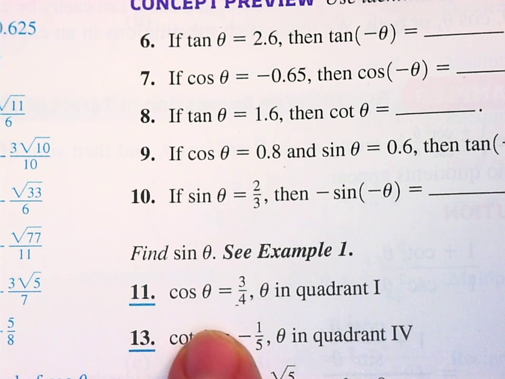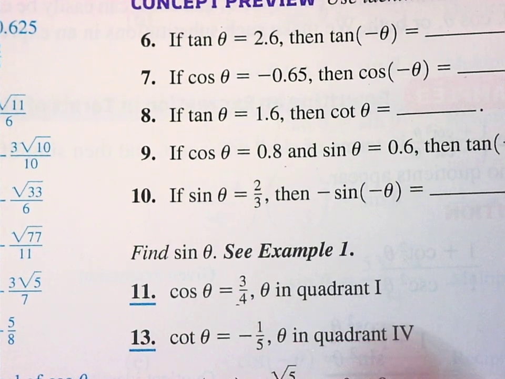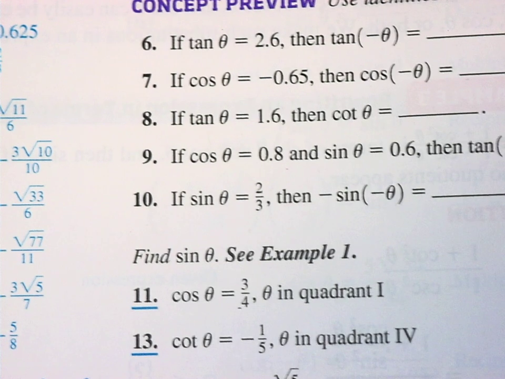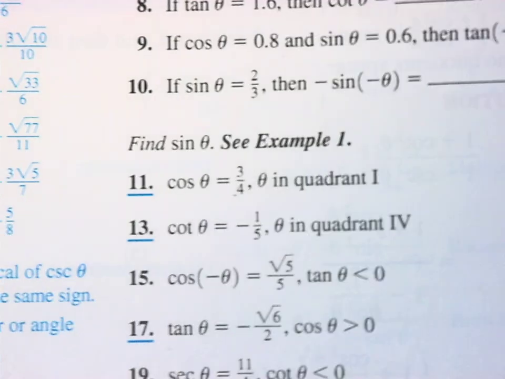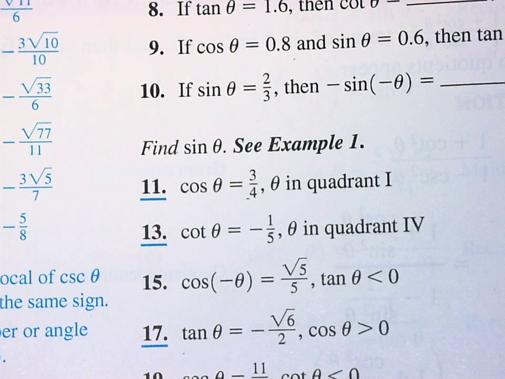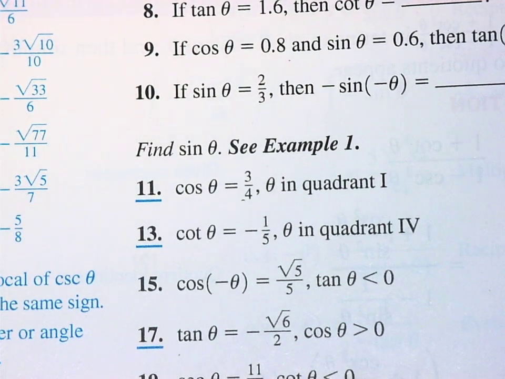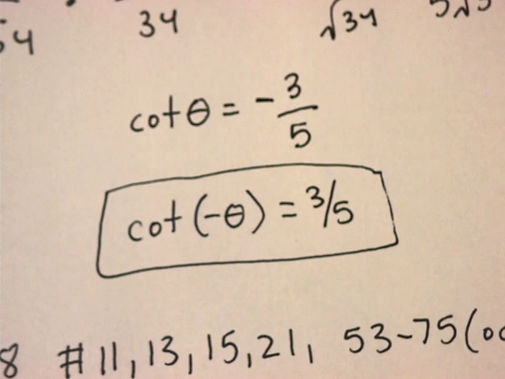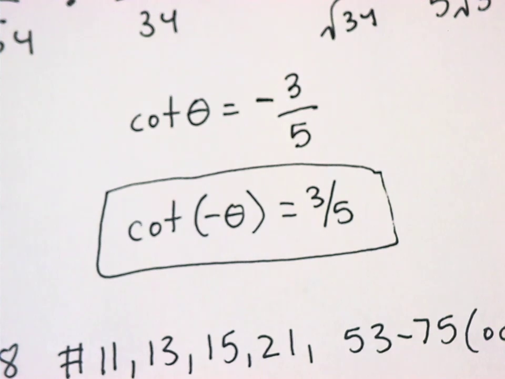Okay, so number 11, cosine is 3/4. Theta is in quadrant 1. Number 13, it gives you cotangent instead, and 15, it gives you opposite cosine. Anyway, okay, you've got 35 minutes to do 4 fairly quick problems as long as you're not finding all 6.